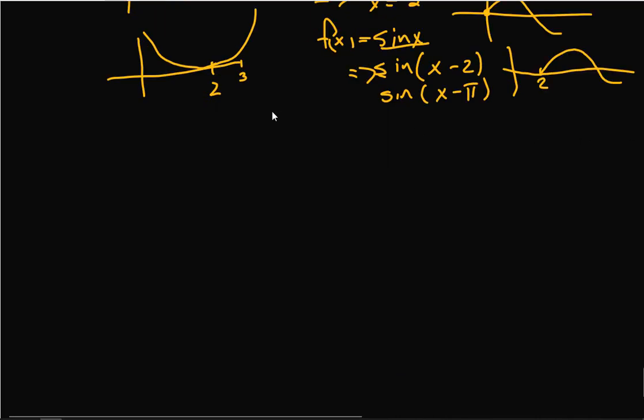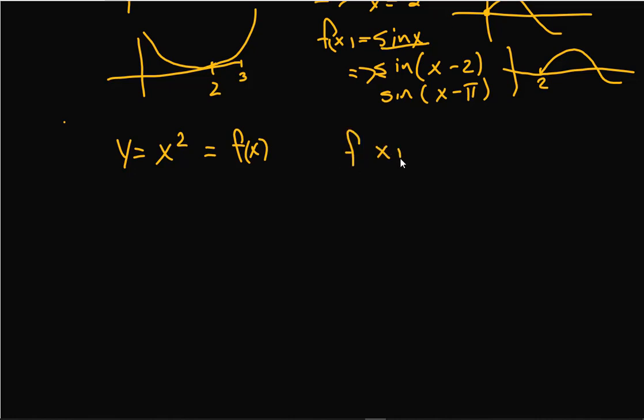And on the other hand, suppose we did, let's go back to y equals x squared, or f of x equals x squared. And then we ask, what about f of x plus 2? What's that going to do? We already saw that minus 2 moved it to the right by 2.